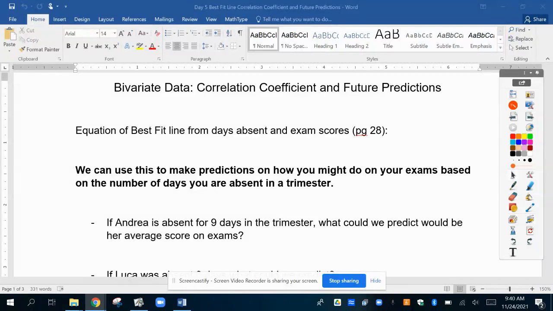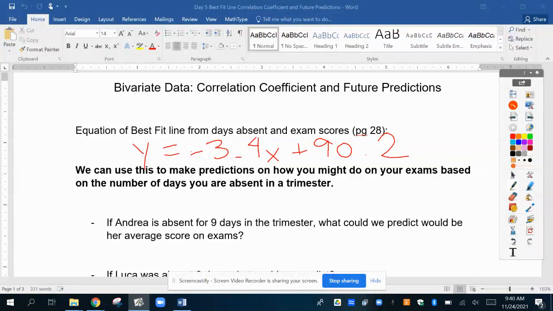If we go back and look at our data from page 28 in our notes, where we were writing an equation of the best fit line based on the number of days that you're absent and the score that you would get on your exams, we came up with the equation y equals negative 3.4x plus 90.2. Sorry, decimals are really hard on this. We said that was our equation, and we are now saying that we can use this to make predictions on how other students might do on their exams.